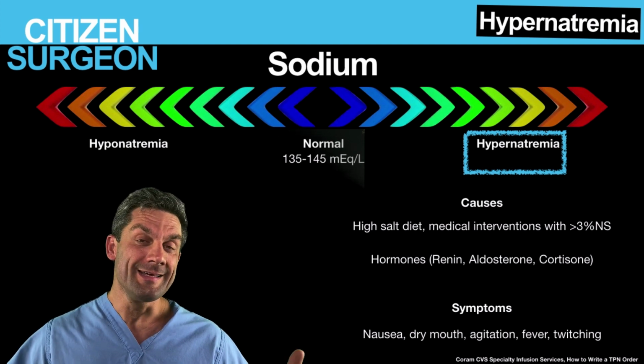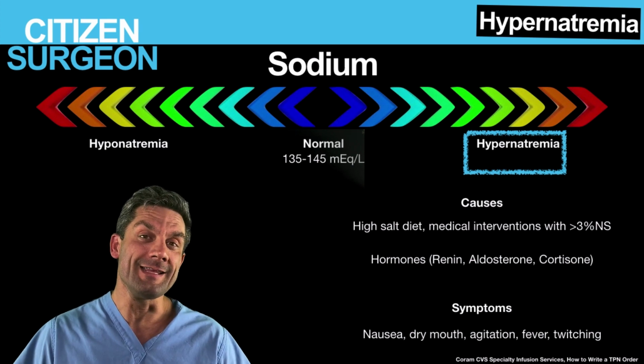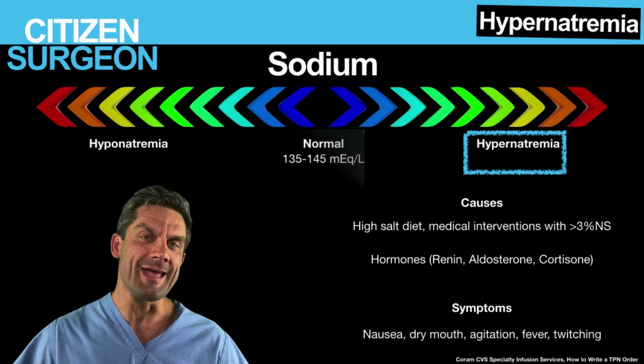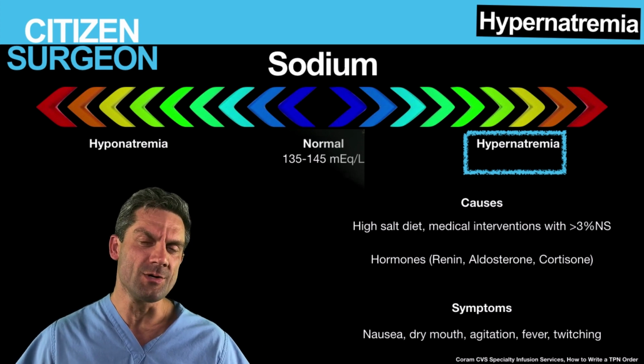So if you're trying to give hypertonic saline to lift the sodium in a TBI patient, that can be a cause of hypernatremia. And of course, some hormones with the renin, angiotensin, and aldosterone axis.